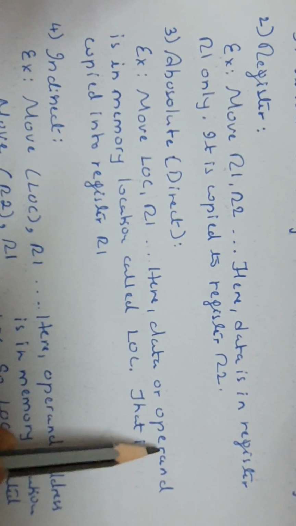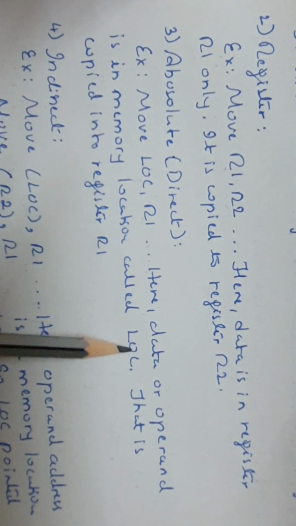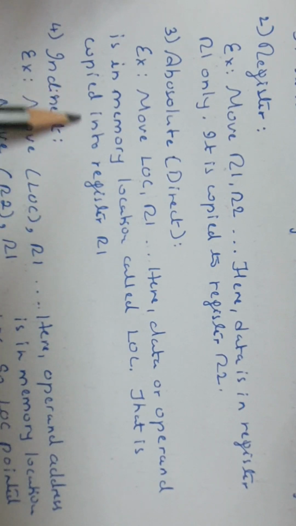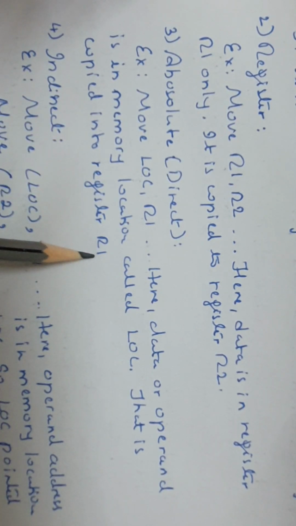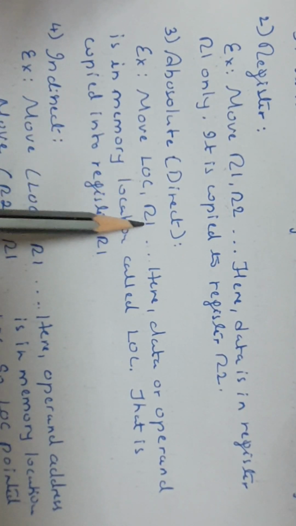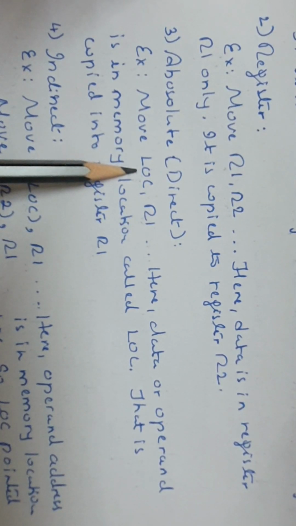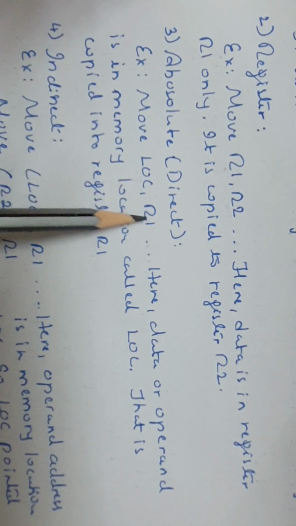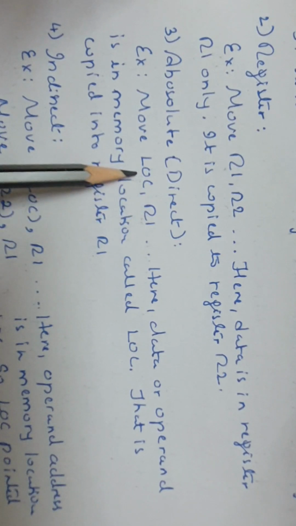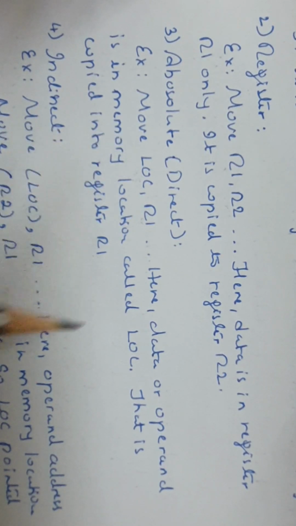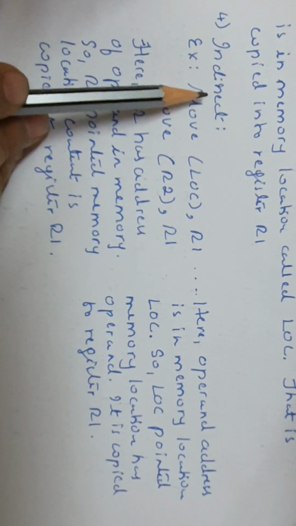Here the data or operand is in the memory location called LOC, that is copied into register R1. This is the source and this is the destination. From the memory location called LOC, the content is copied into R1. The operand is in the memory location called LOC. Then the fourth addressing mode is indirect addressing mode.